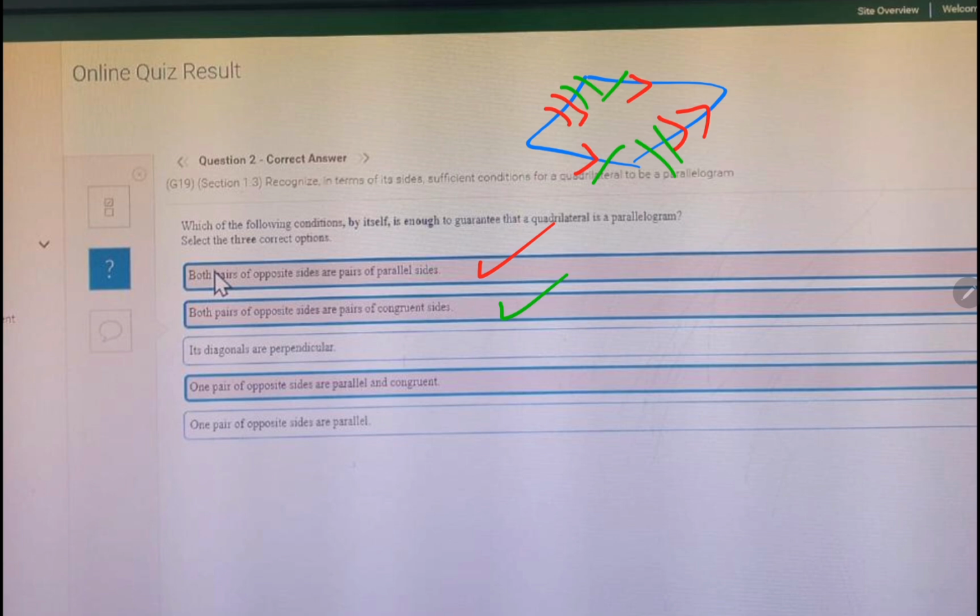Its diagonals are perpendicular? No. This is the case only in a rhombus. So in a rhombus like this, no, that's a triangle, sorry. In a rhombus like this, the diagonals are perpendicular.